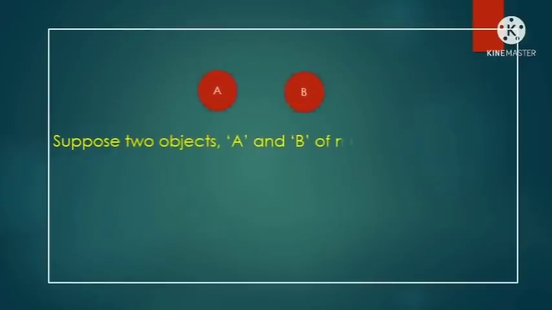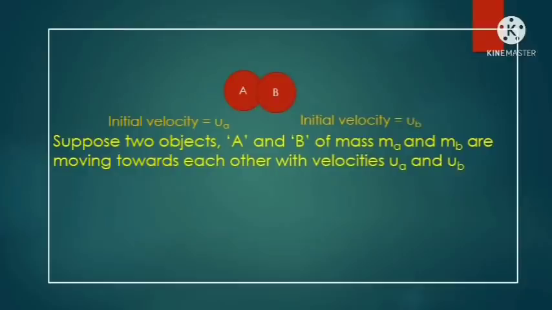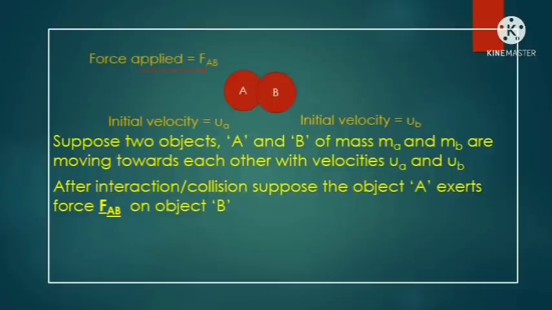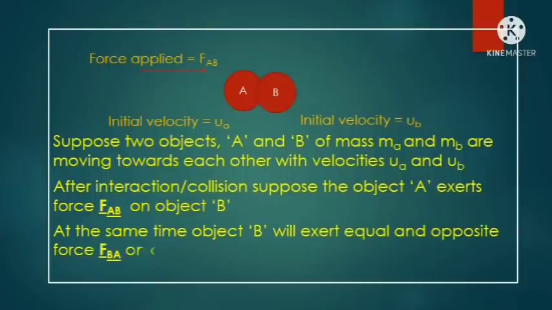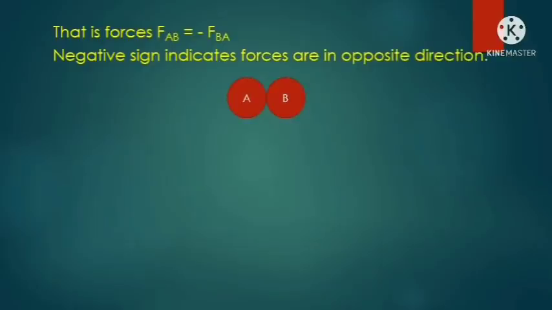Suppose two objects A and B of mass MA and MB are moving towards each other with initial velocities UA and UB. After collision, suppose the object A exerts force FAB on object B. At the same time, object B will exert equal and opposite force FBA on object A. That is, force FAB is equal to minus FBA. The negative sign indicates the forces are in opposite directions.